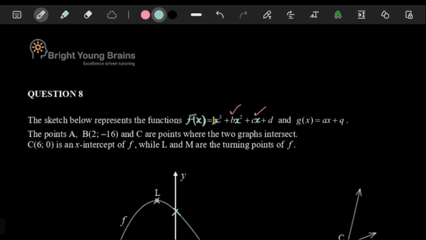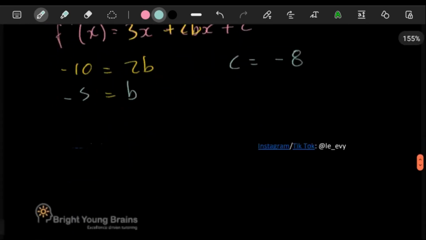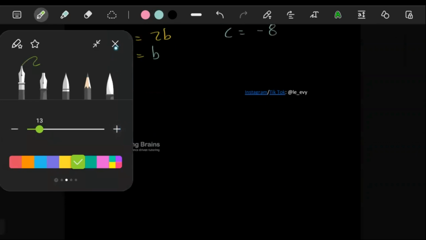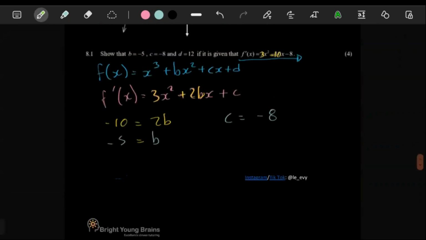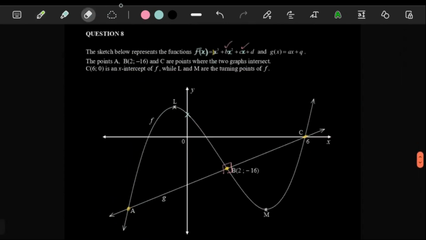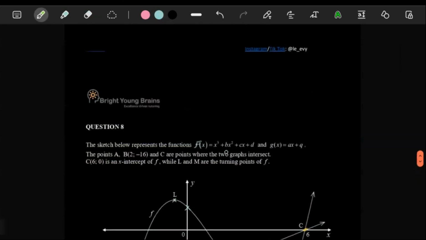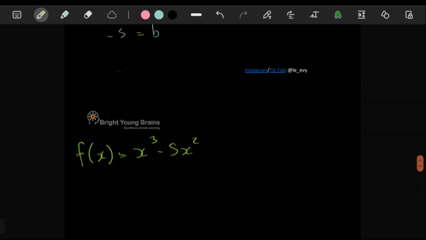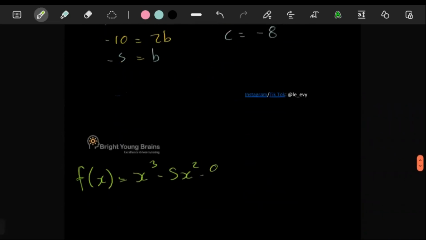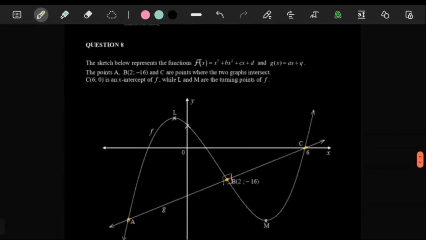So let's see here. Carrying on from here, we now have to make use of the information we have gotten to get a value of d. Meaning in the main equation, f of x is equal to x cubed, and we said our value of b is minus 5, so we're going to have minus 5x squared, and then the value of c, negative 8x, and then our value of d is just d, since we're trying to work it out. So we're going to put plus d.